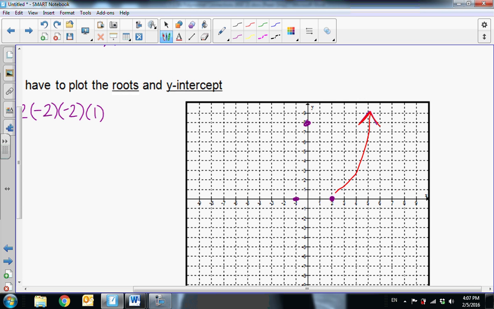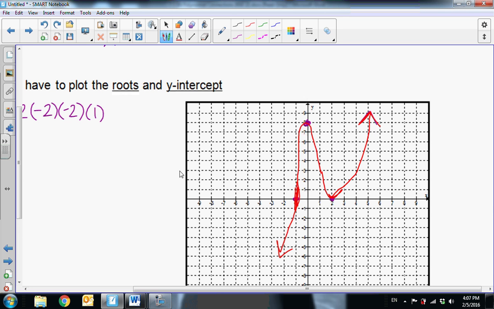When I get to this root, I've got to hit it and then bounce back up, right? Kind of like a quadratic. I know my picture's not great because the pen's acting up, but you know what I'm saying. Then we're going to keep going through our y-intercept. And x equals negative 1 was a root one time, so we're just going to go through negative 1.